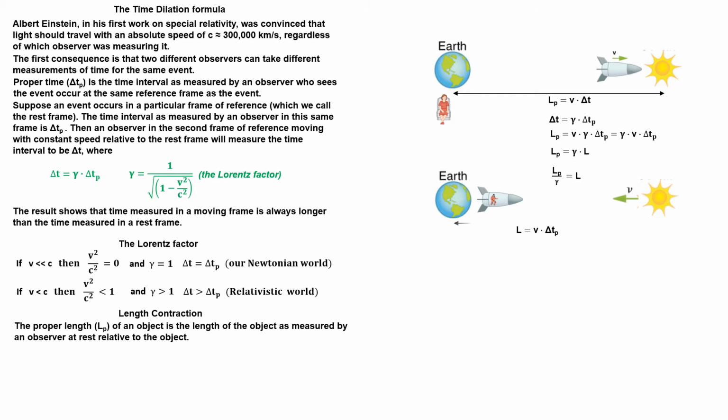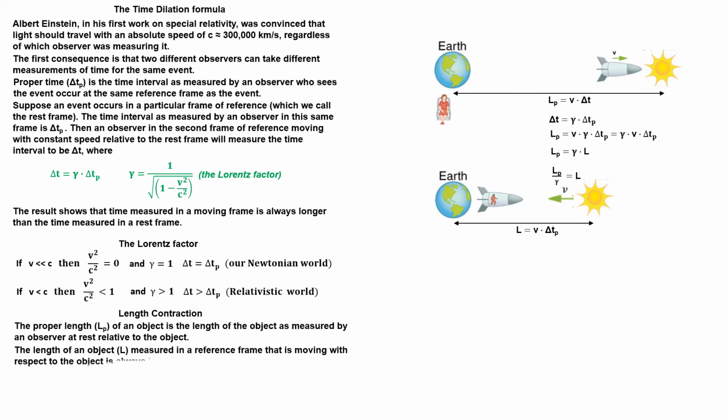Therefore, the distance measured by the space traveler is shorter than the proper length. This effect is known as length contraction. The length of an object measured in a reference frame that is moving with respect to the object is always less than the proper length.